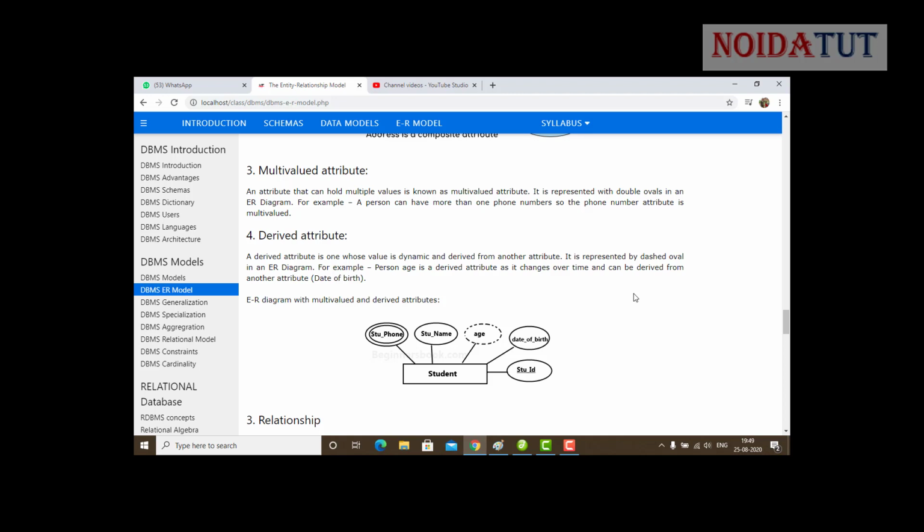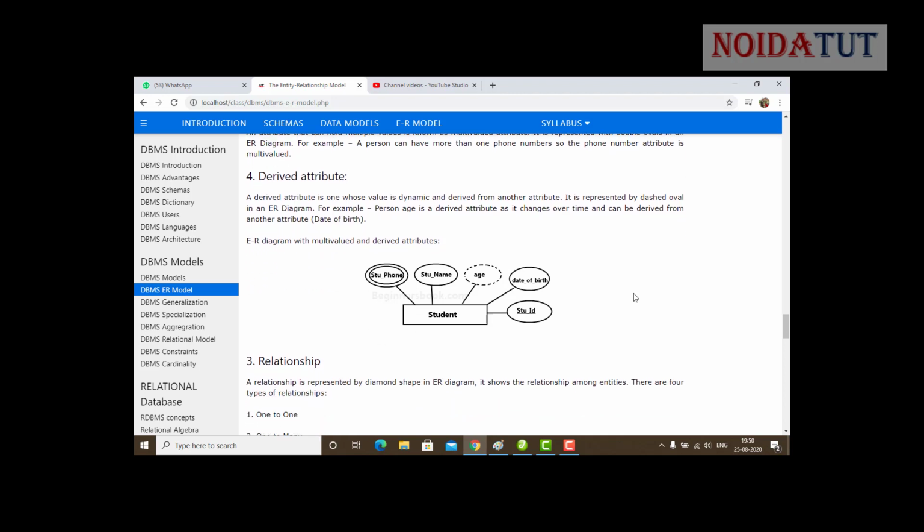Now proceeding further, let us have a look at the derived attribute. A derived attribute is one whose value is dynamic and derived from another attribute. It is represented by a dashed oval in an ER diagram. For example, a person's age is a derived attribute as it changes over time and can be derived from another attribute like date of birth. You can see that in the diagram.